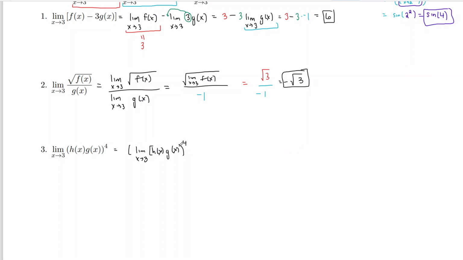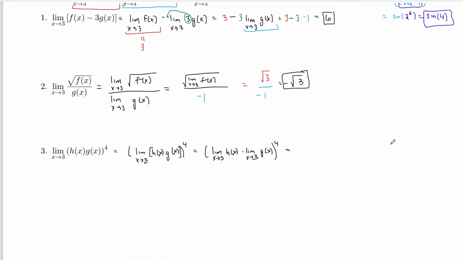Now keep in mind that this limit is multiplied to everything, so it's getting multiplied to the h of x and g of x. And our multiplication rule says do the limit of each one and multiply. So we've got the limit as x goes to 3 of h of x times the limit as x goes to 3 of g of x to the 4th. And now we can plug in each one of these.